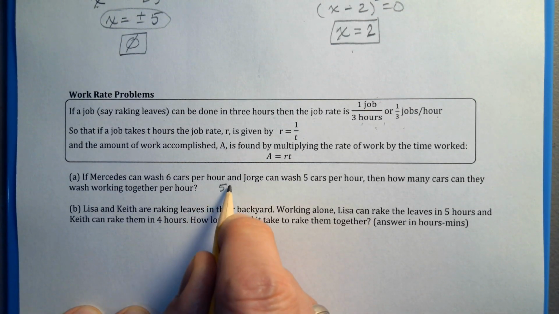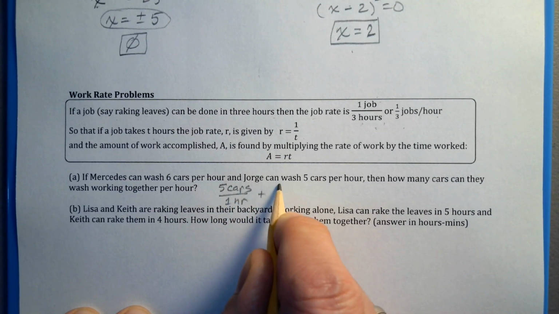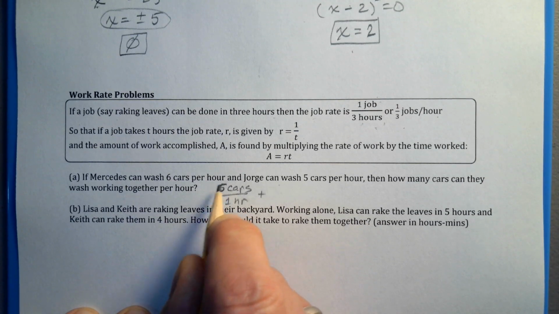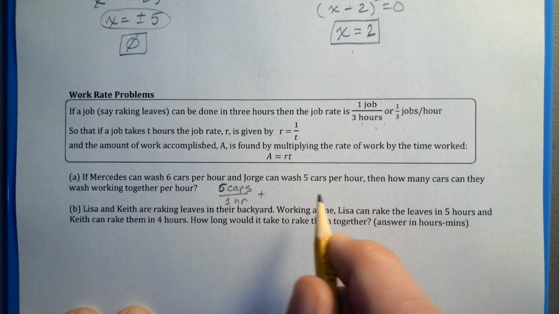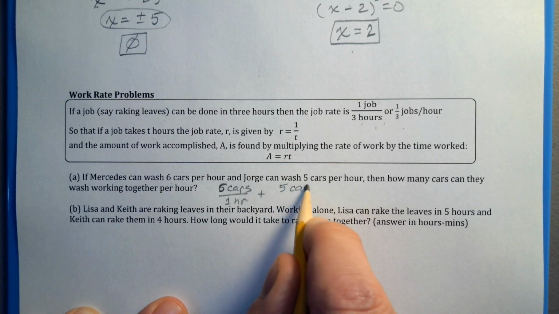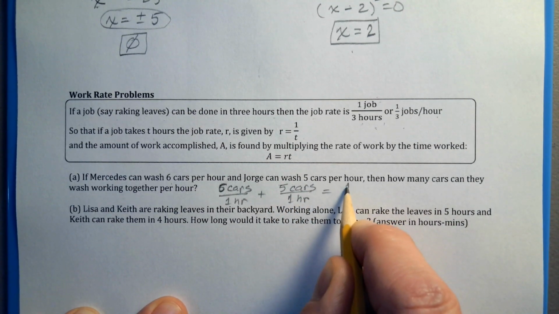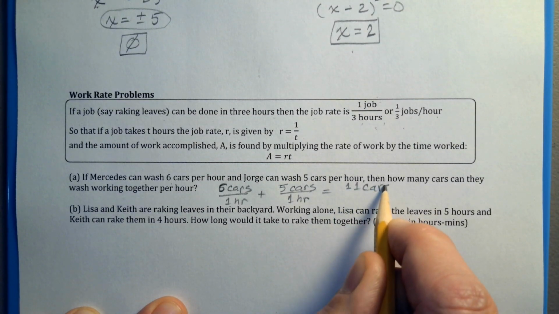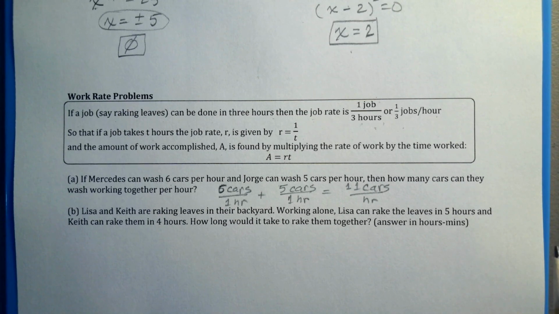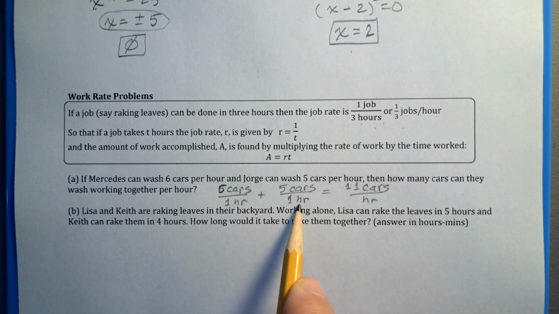So if we start with Mercedes, it's 6 cars per 1 hour, plus 5 cars per 1 hour for Jorge, and together they can obviously wash 11 cars per hour. Okay, so again, you want to think of it not as how many cars, because it doesn't always work when you look at how many things. It depends on how many things per hour. So you want to make the units the same.